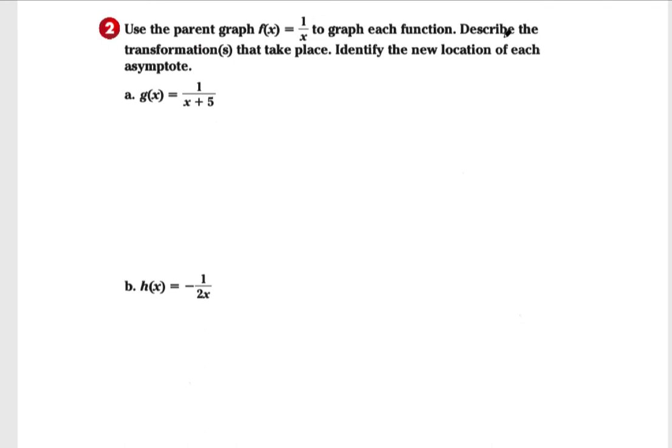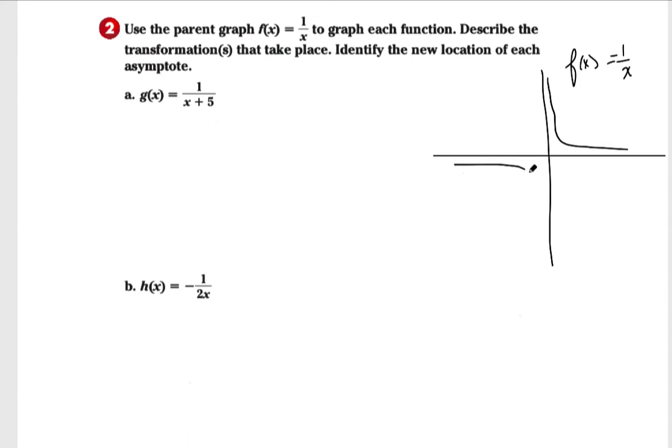So in example 2, we're going to be talking about how this parent graph that we're kind of familiar with, hopefully, is one that you remember: f of x is equal to 1 over x. And if you think about it, it's got some asymptotes that we need to think about. It's got a vertical asymptote at 0, and a horizontal asymptote at y equals 0 as well. So this graph does one of these funky little hyperbola situations.